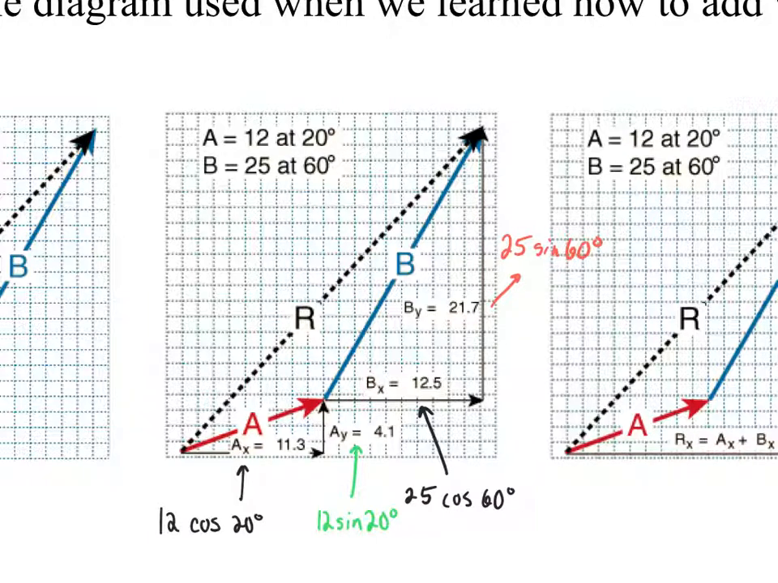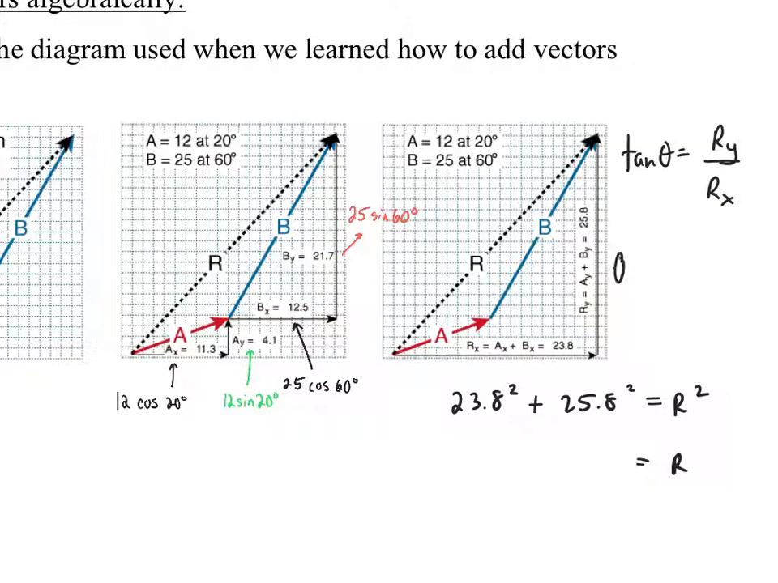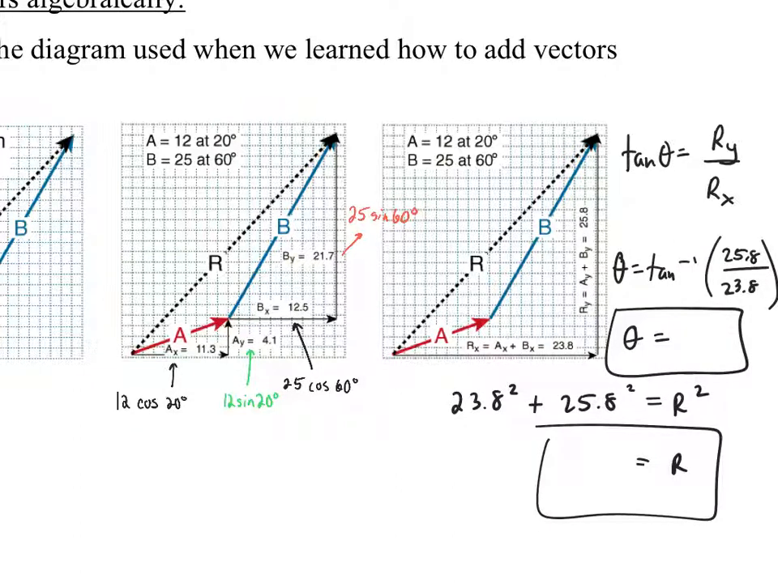So what would vector R be as a result? How would I figure out vector R as a result? What would I do? Caroline? Pythagorean theorem. 23.8 squared plus 25.8 squared equals R squared. We can come up with what R is. Then how do I get the angle? I say the tangent of theta equals the overall y value over the overall x value. So theta itself is the tangent inverse of the overall y, which is 25.8, over the overall x, which is 23.8. And that will give me the theta value. I'm going to leave that for you guys to figure out on your own. This is just putting it in the calculator and figuring out the value.